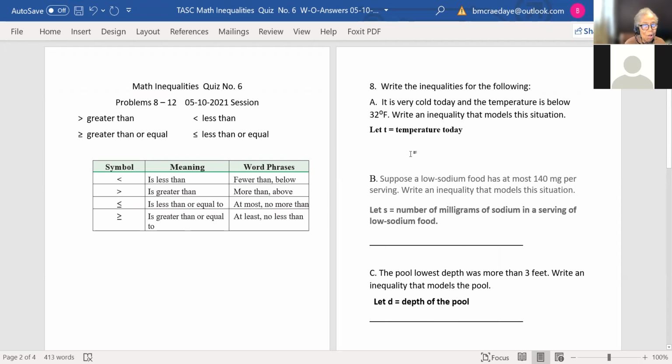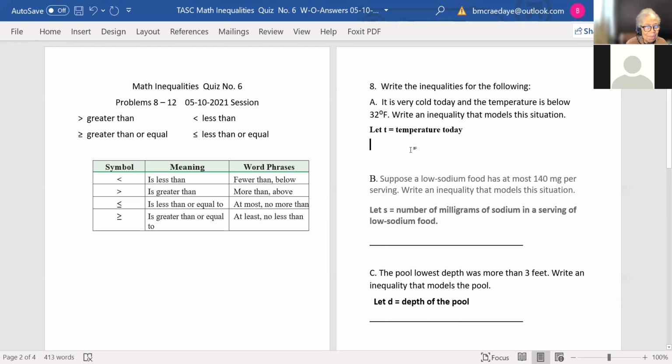It is very cold today and the temperature is below 32 degrees Fahrenheit. Write an inequality that models this situation. Let T equal temperature today. So, Maureen, what is the inequality? Less than. What's the variable?